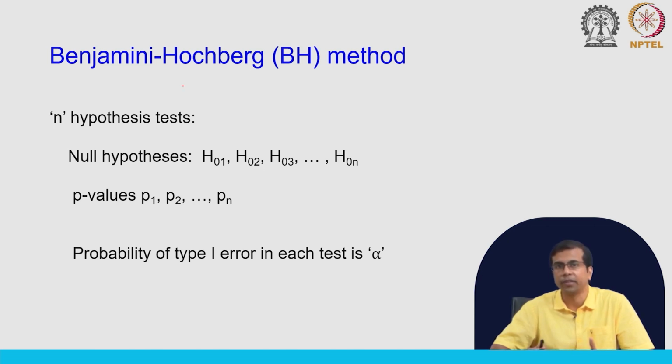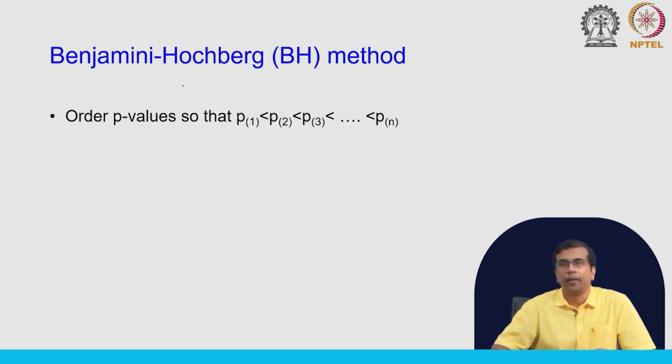We have the null hypotheses H naught 1, H naught 2, and so on up to H naught n, and we have corresponding p values p 1, p 2 and so on up to p n. The probability of type 1 error in the original situation, in each test, is alpha. Now, what we do in this method is that we order the p values first.